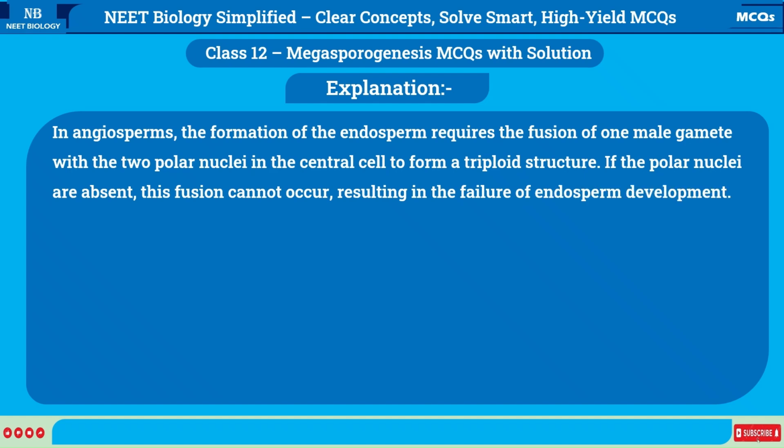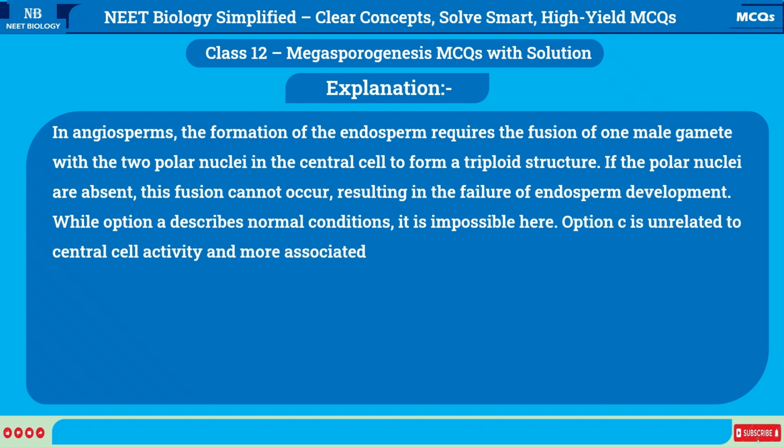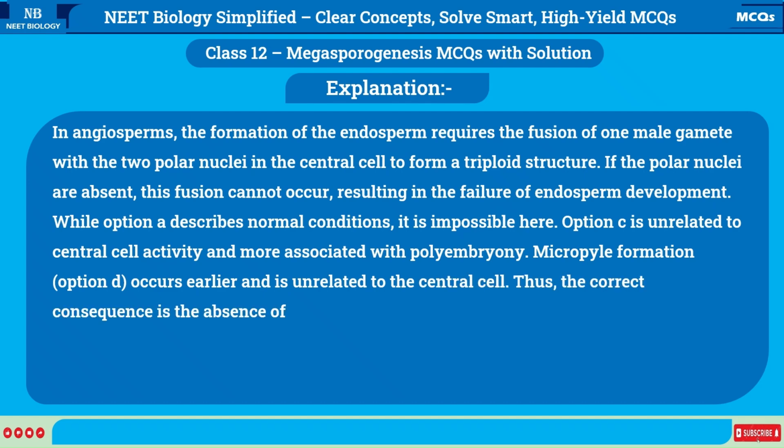While option A describes normal conditions, it is impossible here. Option C is unrelated to central cell activity and more associated with polyembryony. Micropyle formation, option D, occurs earlier and is unrelated to the central cell. Thus, the correct consequence is the absence of endosperm formation.